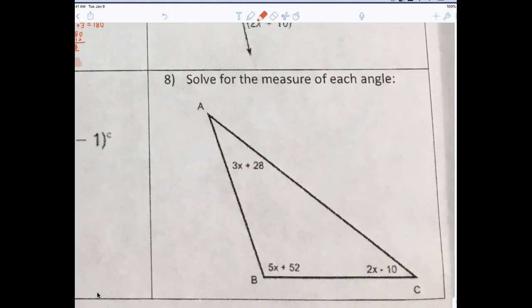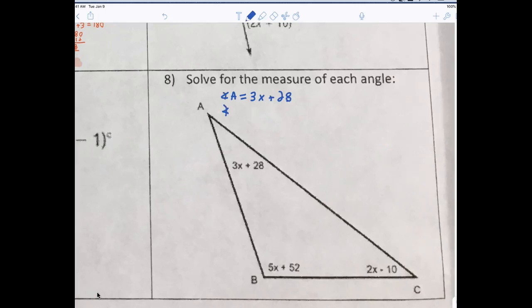So we have to solve for A, B, and C. How am I going to do that? You're going to do 3x plus 28. Well, all of this equals 180. Right. So now write the equation. Angle A is equal to 3x plus 28.